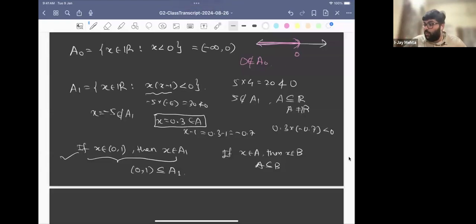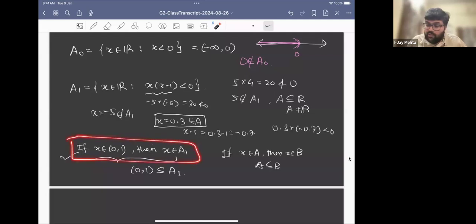We have found elements which are not in the set. 5 is not there. If I take 6, 6 is also not there. Minus 5 also is not there. But 0.3 works. So the guess is now that anything between 0 and 1 works. But how do we prove this? We want to prove this. What is given? Can anybody tell what is given?